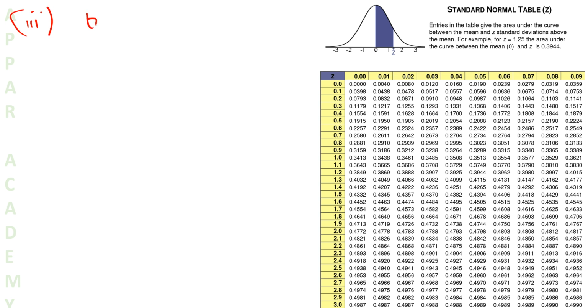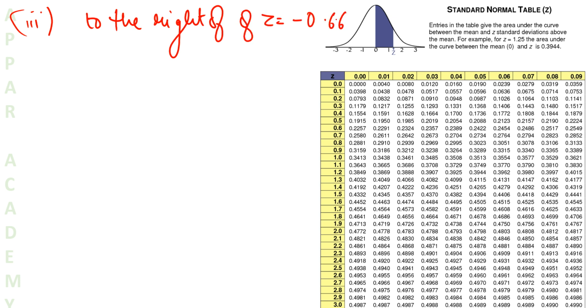All right. Now the third question is to the right of z equal to minus 0.66. So let's draw it. To the right, mu is equal to 0. This is minus 0.66. To the right, so we need this entire region.